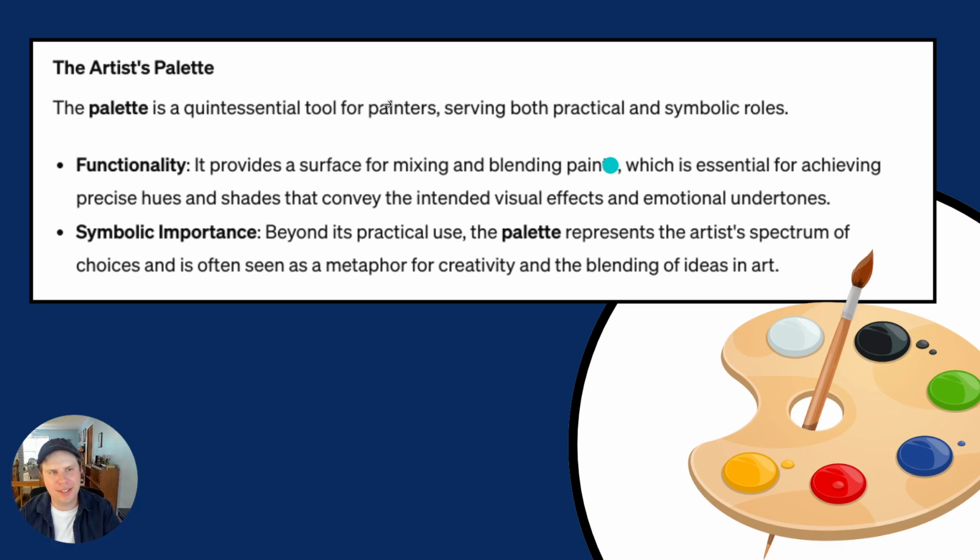The artist's palette is one of those symbolic things you think of when you think of art. It's a quintessential, or extremely important, tool for painters, serving both practical and symbolic roles. Its functionality is that it provides a surface for mixing and blending paints, which is essential for achieving precise hues and shades that convey the intended visual effect and emotional undertones of a work. As a symbolic piece, the palette represents the artist's spectrum of choices, and it's often seen as a metaphor for creativity and the blending of ideas in art itself.